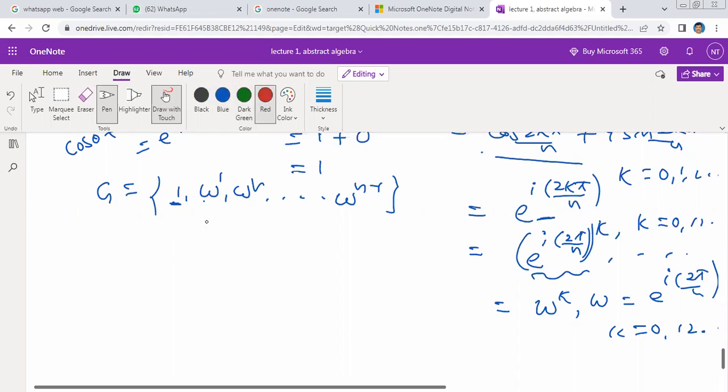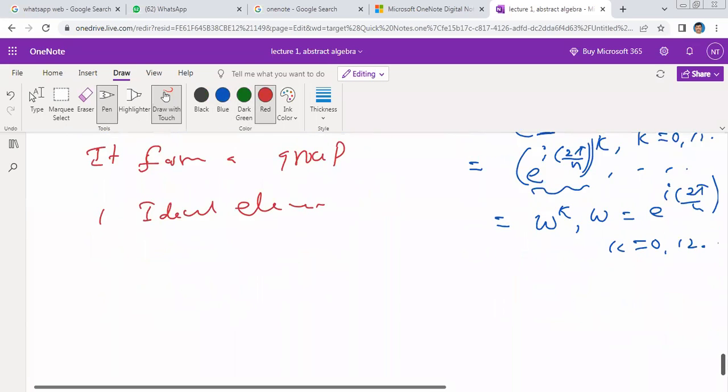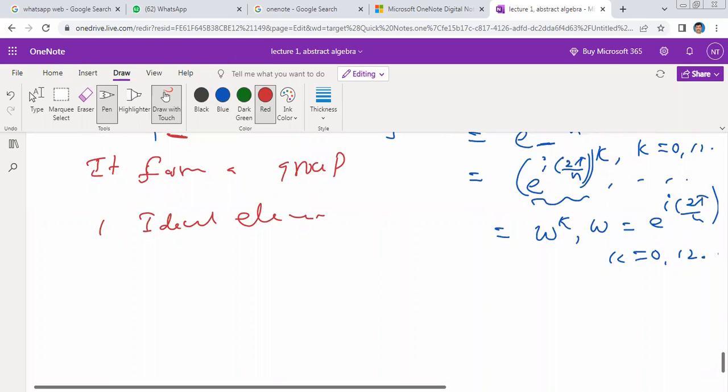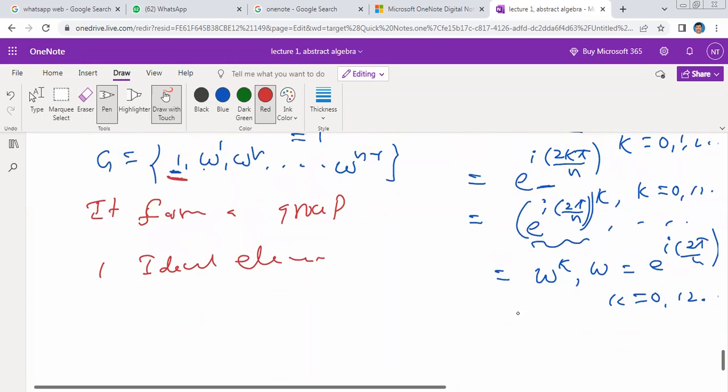Now, does this form a group? What is the identity element? 1. So the identity element is 1. Now, the associative property is satisfied by default. Closure is also satisfied. Closure: suppose one element is omega power i, another element is omega power j. What becomes of the product? Omega power i plus j.